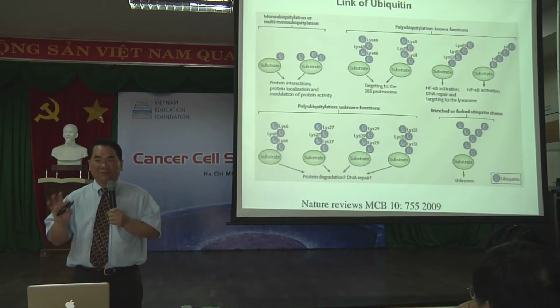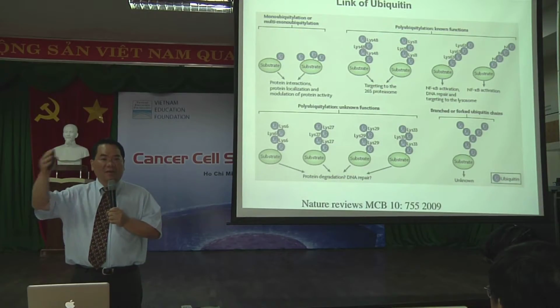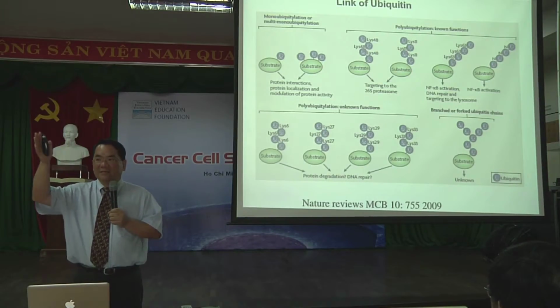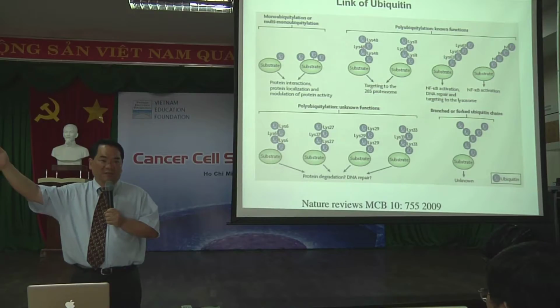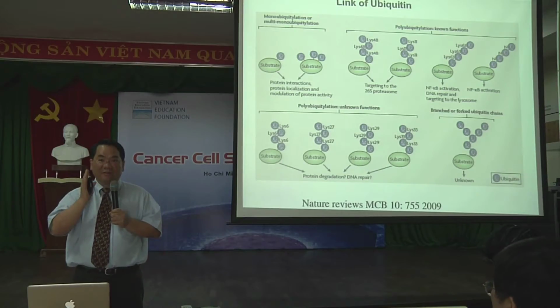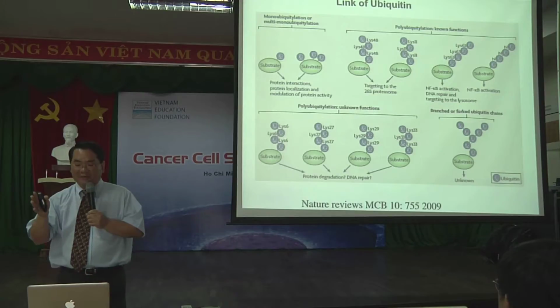Okay? But you get a sense. A 70 amino acid ubiquitin has the lysine 6, 11, 48, 63, etc. And then the conjugation on different sites could have a different impact on that target protein's fate.